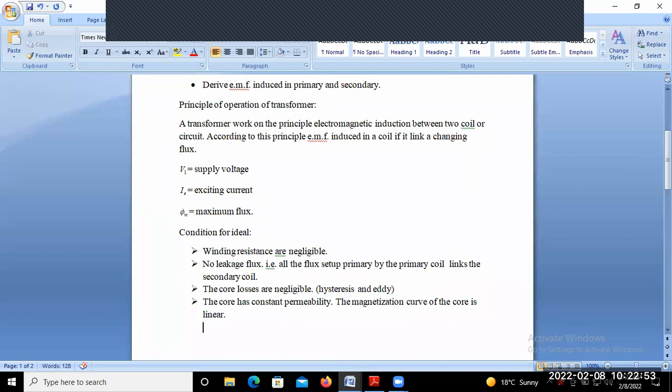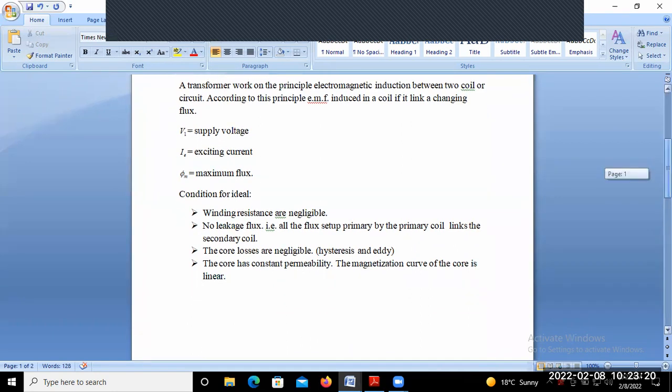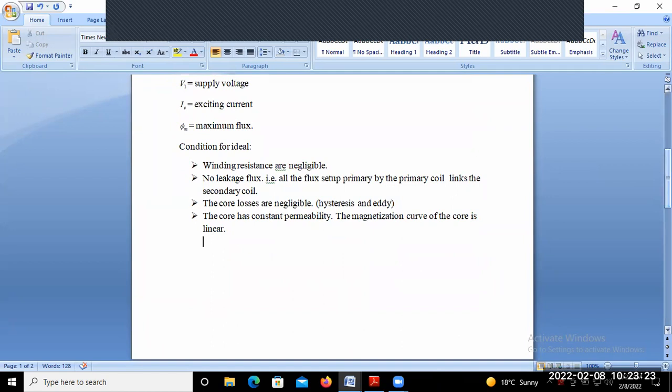So how can you find the EMF induced equation? We consider all these points of the ideal transformer, and we already explained the operating principle. Now, if you want to find the EMF induced equation in the coil of the primary or secondary, how can we find it? Can anyone explain how we can find the EMF induced equation?